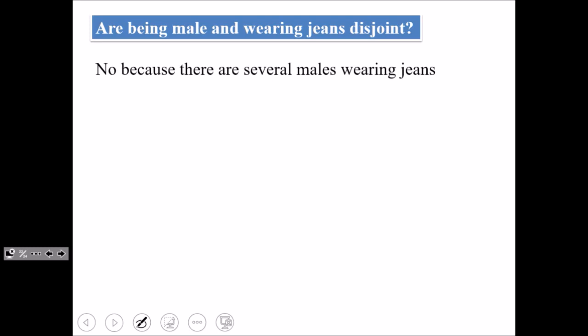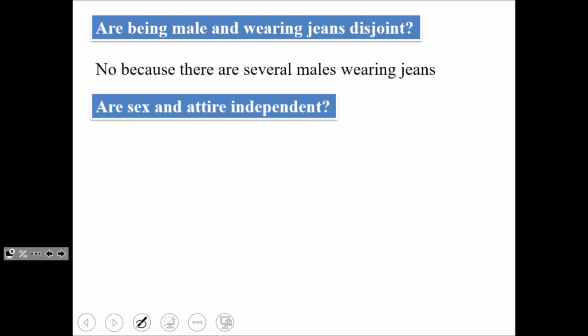How about sex and attire? Are they independent? Well, we know our test for that. If the probability of male given jeans is equal to the probability of male, then they're independent. So the probability of male given they're wearing jeans is 10 out of 18. And the probability of male was 15 out of 33.